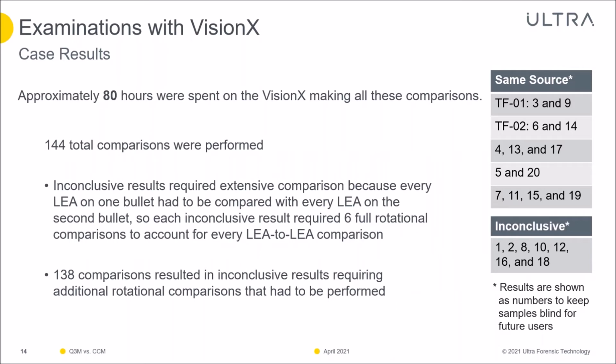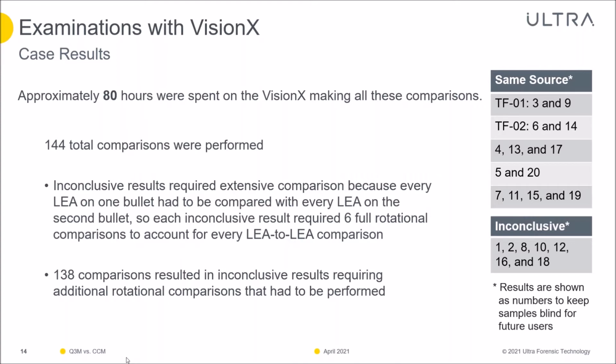When using the Vision X, approximately 80 hours were spent on the Vision X making all these comparisons. And you can see the results on the right. And the results are shown as numbers to keep the samples blind for future users in case you would like to partake in a more limited set of this. In total, I performed 144 comparisons on the Vision X microscope.